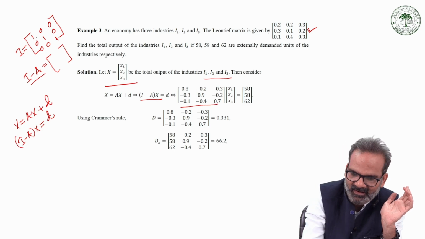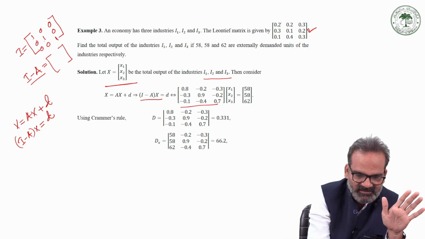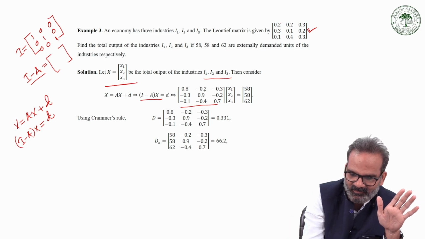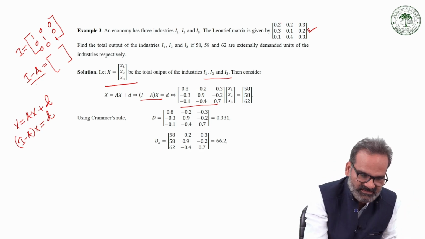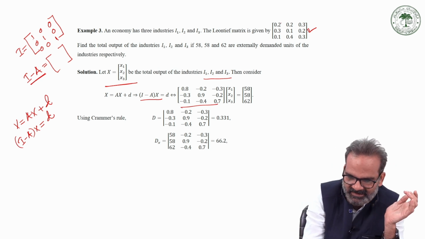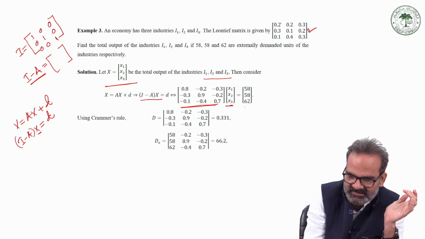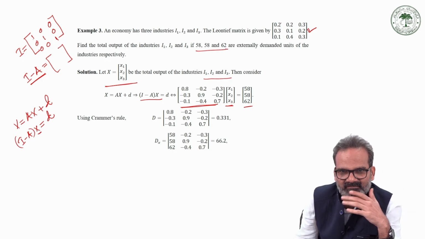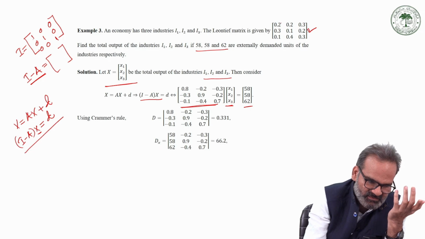Say 1 minus 0.2, you will get 0.8 here. The rest you should do yourself. 0 minus 0.2, you will get minus 0.2 here. 0 minus 0.3, you will get minus 0.3 here. Likewise, you can take the difference I minus A to get this matrix. This is the matrix A, X is as usual X1, X2, X3, and this is the final demand which is given in our question. Now, this is the matrix equation (I minus A) X is equal to D.